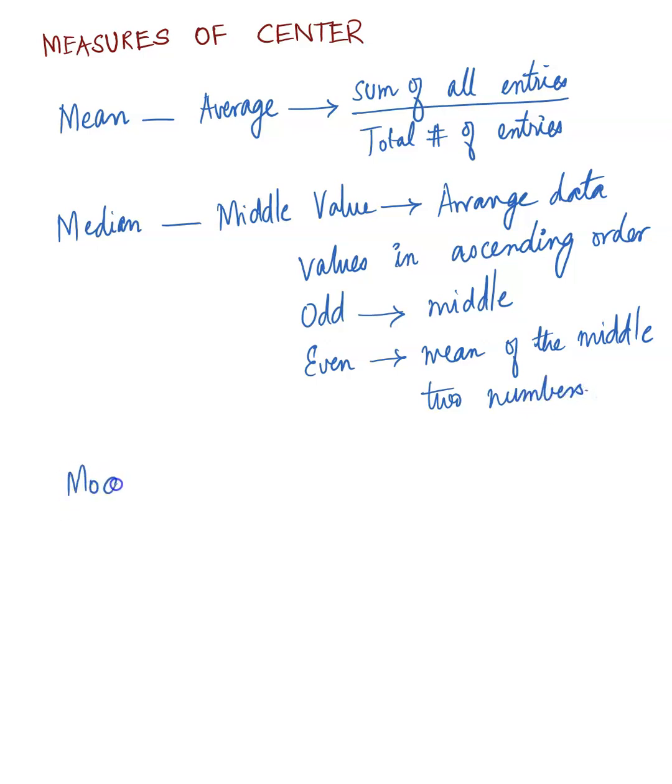Then we have the mode. Mode is basically the highest frequency. So if a number repeats the highest number of times, that becomes the mode. Very, very simple in terms of how we find mode.